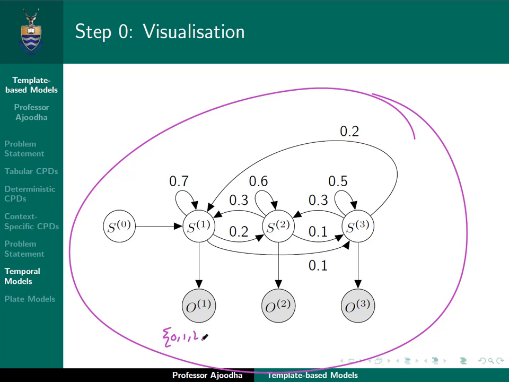These are the different values that each observation can take.